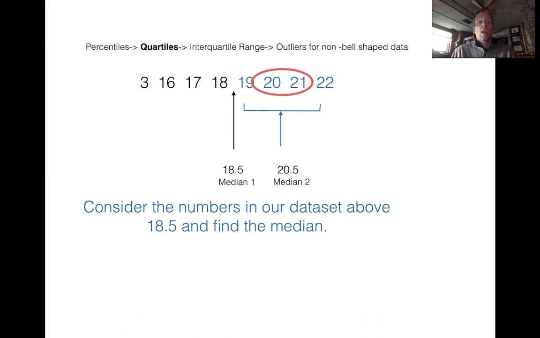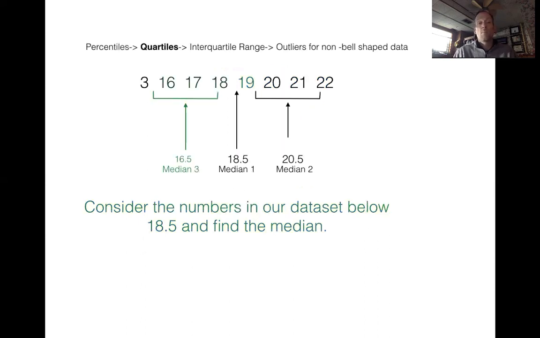Okay, now we're going to go off the other end. We just examined all the numbers above 18 and a half. Now we're going to examine all the numbers less than 18 and a half. So we need to consider 3, 16, 17, and 18, what's the third median? We're going to have to take 16 and 17 because the 3, 16, 17, and 18, that's 4 values. That's an even number. We have to average the middle two numbers, and that's going to give us back a 16.5. So that's going to be our third median.